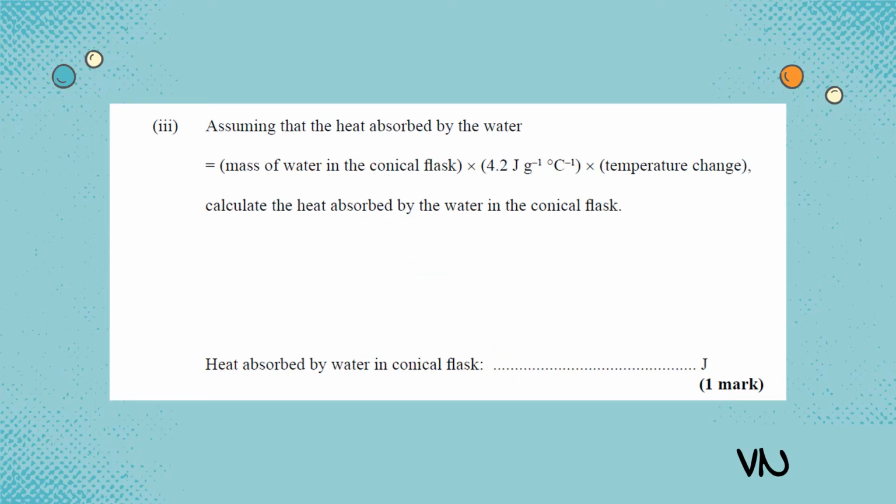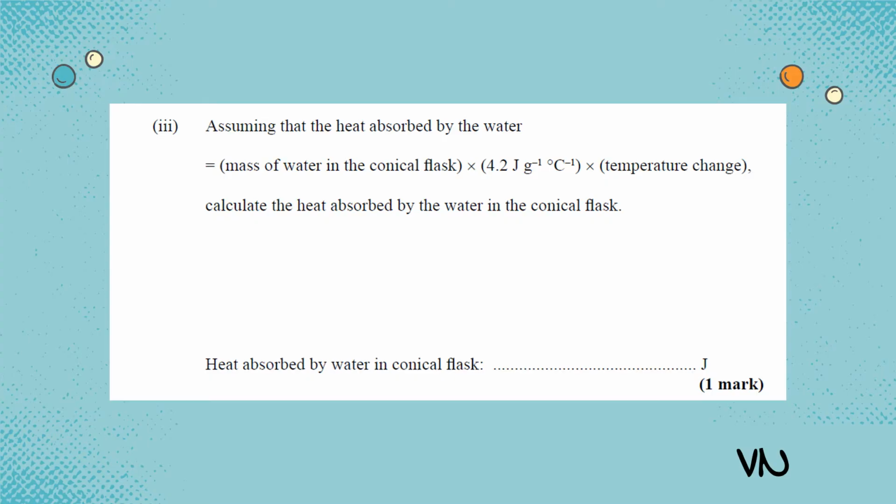Part 3 of the question says, assuming that the heat absorbed by the water can be calculated by the formula mass of water in the conical flask times 4.2 joules per gram per degree Celsius times our delta T, or change in temperature, you're asked to calculate the heat absorbed by the water in the conical flask.